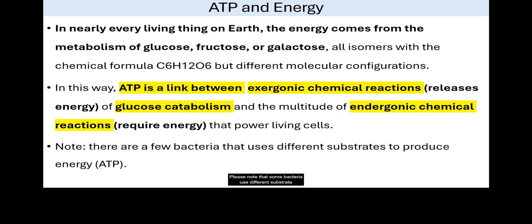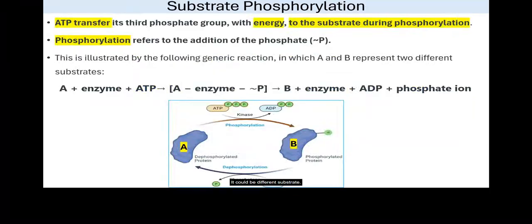Please note that some bacteria use different substrates to produce energy. So it's not always glucose, fructose, galactose. It could be a different substrate.